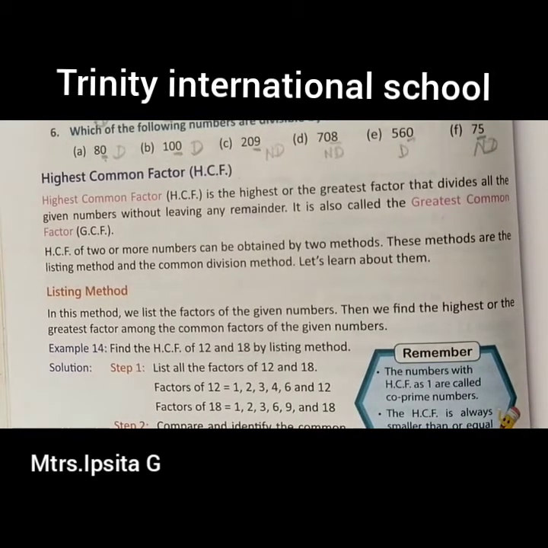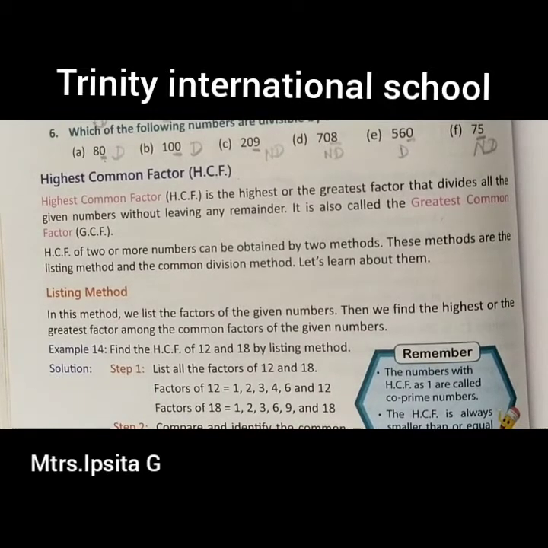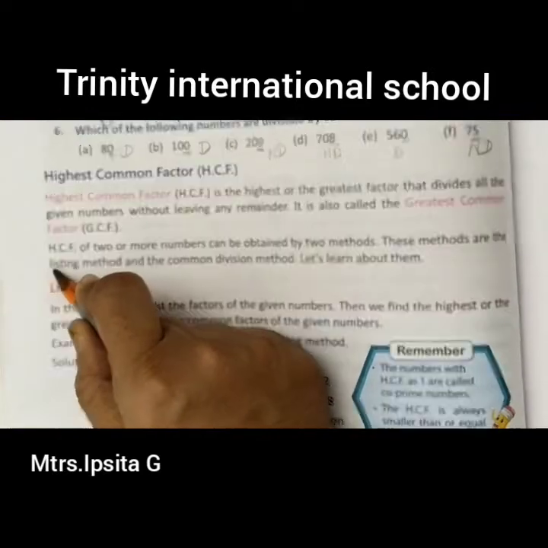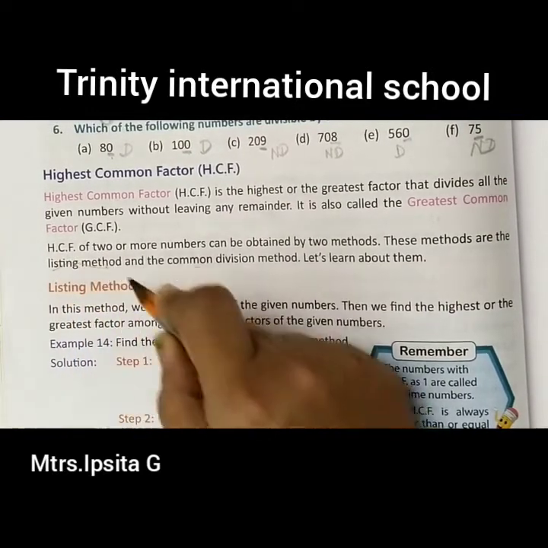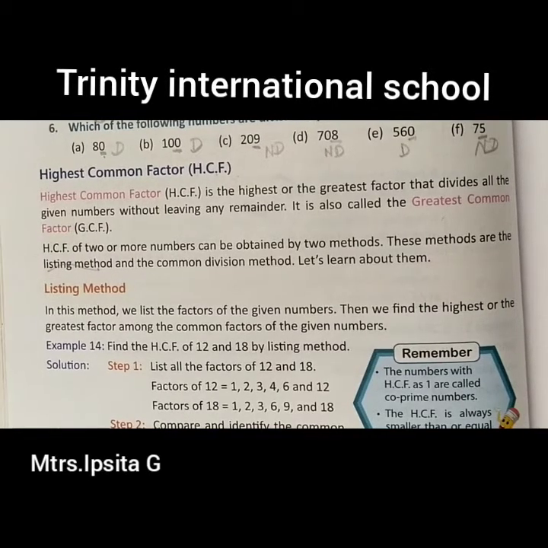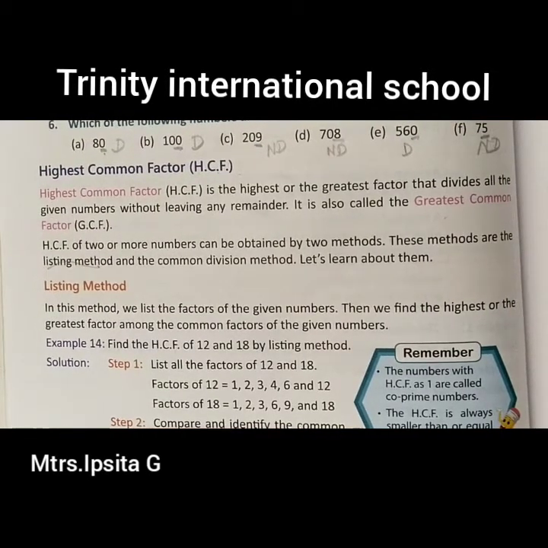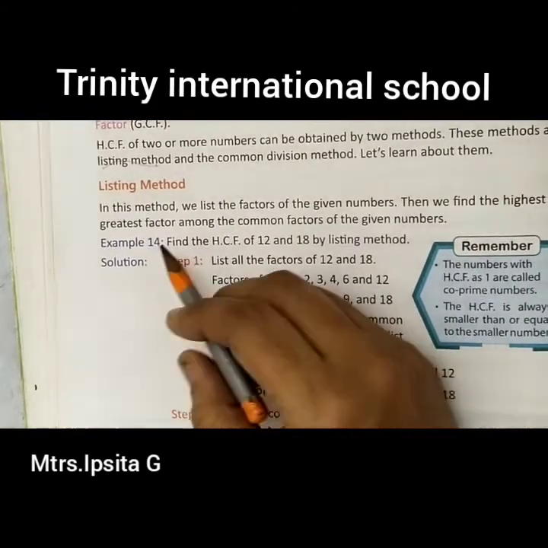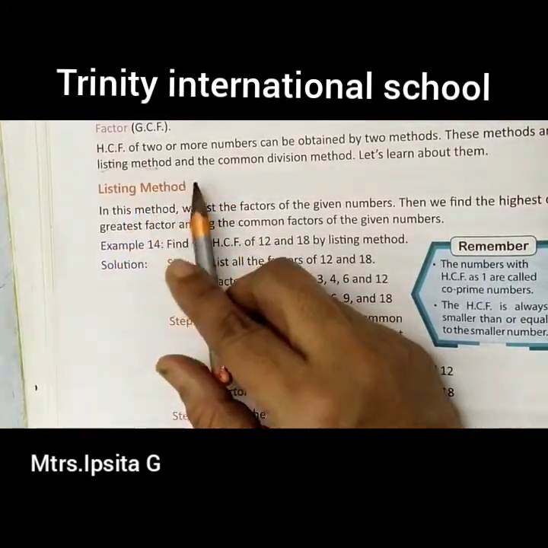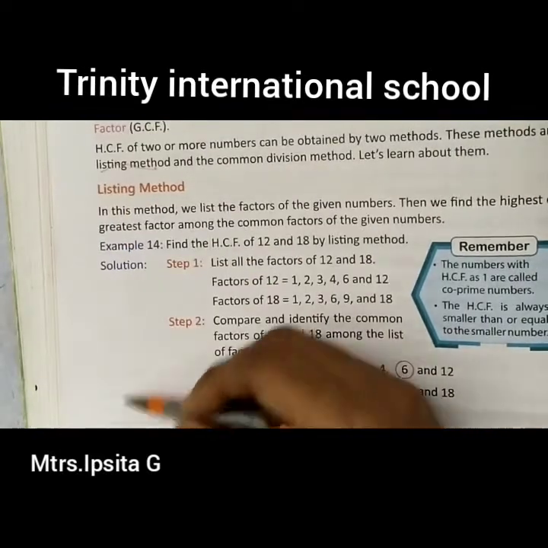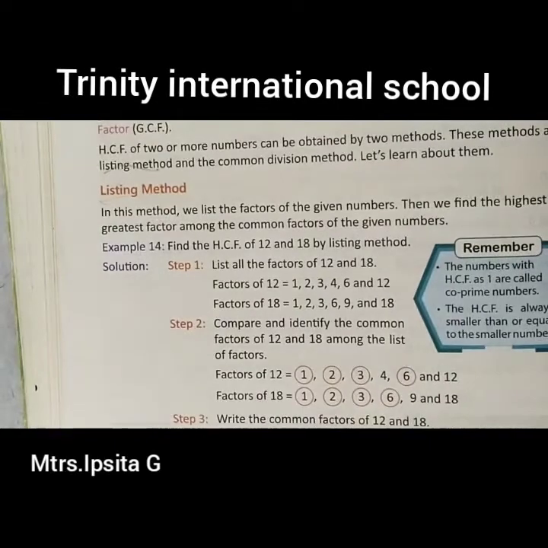So you have to learn how you can find out the highest common factor, and for that you have to follow two methods. One is listing method and another one is common division method. So let us go for the highest common factor. Now you have already learned that highest common factor can be found out using two methods. So here first method is listing method.